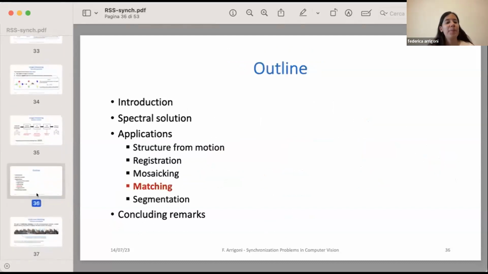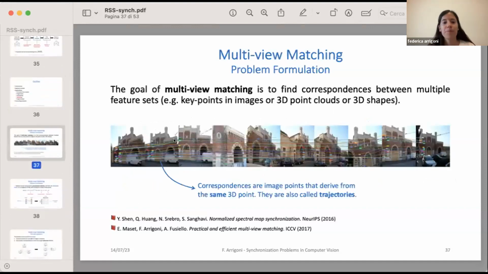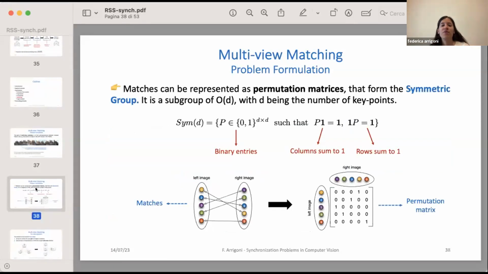Then we now see another application, which is image matching. In this case, the task is to find matches or correspondences between multiple key points that are present either in images or in 3D point clouds. In this case, we can conveniently represent matches as permutation matrices that are binary matrices with zeros and ones, such that columns sum to 1 and rows sum to 1.